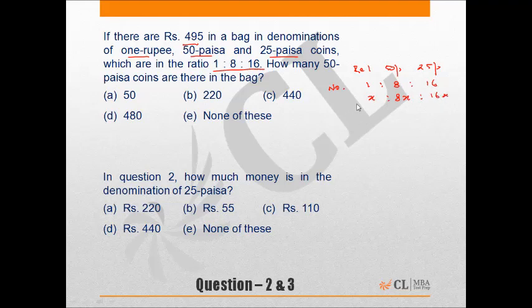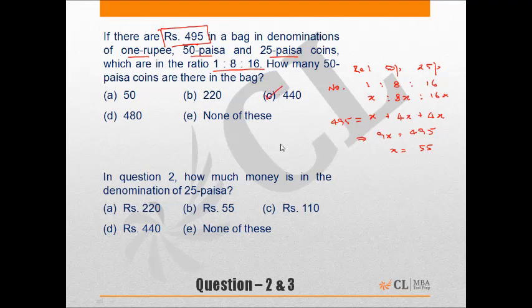So the amount of money which you will get on account of 1 rupee coins is x rupees. Amount of money on account of 50 paisa coins is 4x rupees. And the amount of money on account of 25 paisa coins is 25 into 16 by 100 in terms of rupees, so another 4x rupees. This adds up to, as per the question, the total amount of money available, 495 rupees. So 9x is equal to 495, or x is equal to 55. Now you can find how many 50 paisa coins are there in the bag. The number of 50 paisa coins is 55 into 8, which will become 440.